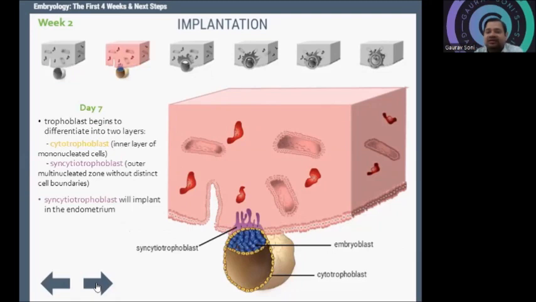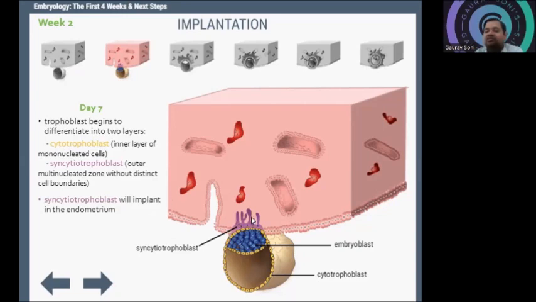Then on day 7 or the next day, what is going to happen? The trophoblast begins to differentiate into two layers. The trophoblast, the outer layer, will form two layers: cytotrophoblast, which is the inner mononucleated cell, and syncytiotrophoblast, which is the outer multinucleated zone without distinct cell boundaries. What I have told you previously. Syncytiotrophoblast will implant in the endometrium.